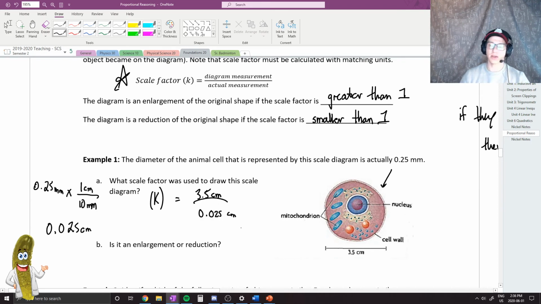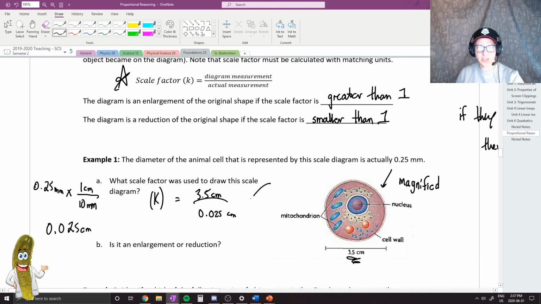centimeters. Now, when I was working through these questions earlier in the day, making my own little notes, what I often did was try to use a little bit of common sense. I said, okay, this drawing is 3.5 centimeters here. The actual thing was 0.25 millimeters. It was a very, very small cell. And so I'm guessing that this thing has been magnified or enlarged, meaning I should have a scale factor that's bigger than 1.